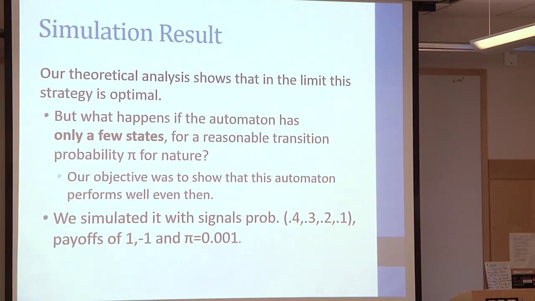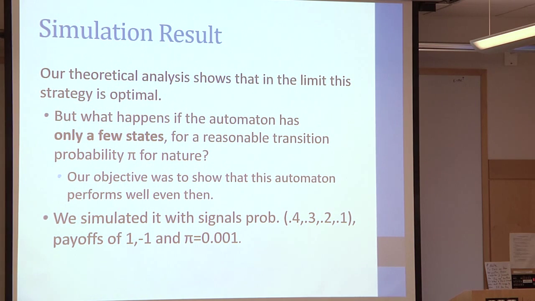Good. So we show that this makes some sense, right? If we get enough signals and if we have enough states, then this is a good strategy. It's optimal. But we want to know what happens if you have only a few states, right? We want a finite automaton with 10 states, like Wilson did. Okay, so we weren't able to theoretically prove that this is the optimal thing to do with 10 states, so instead we resorted to simulation, and we wanted to show that it does pretty well.